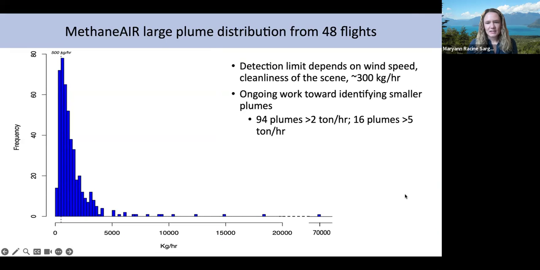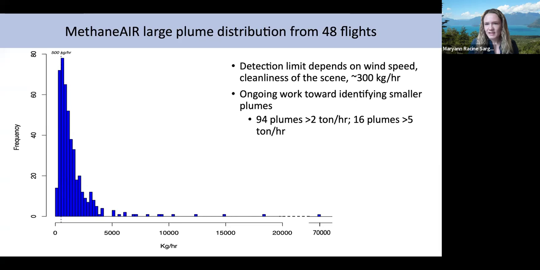Here's a look at some of the statistics from 48 flights that we've analyzed to this point. Our detection limit does depend on wind speed and how clean the scene is. With this automated detection method that we're using, the limit is around 300 kilograms per hour, but it is a bit higher if the winds are strong. And we are working also to push that detection limit down going forward. It also can be a little bit lower if we know where to look. So, if we have a list of landfills and we can just go look for a plume at each of those landfills, we can also find a few more plumes than if we do the automated method where we don't know where to look.